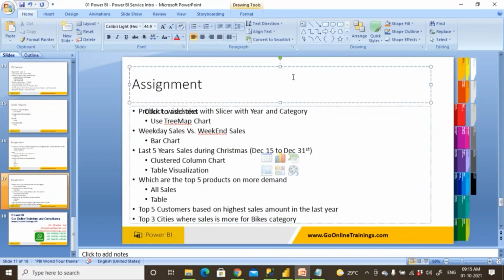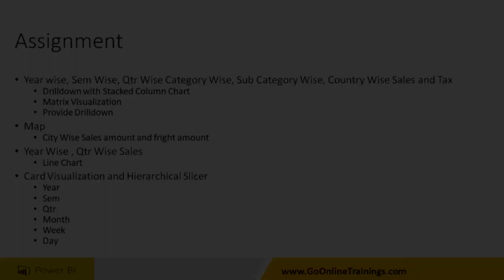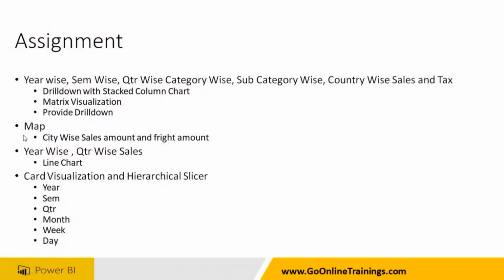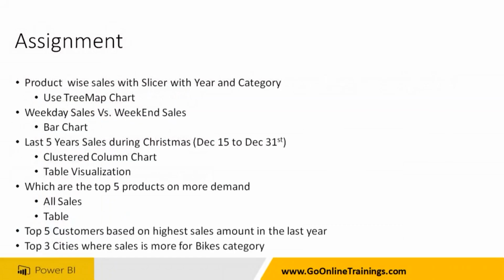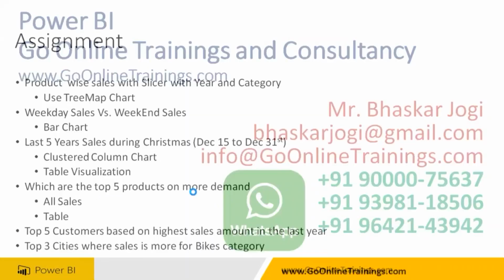Clear? So all these things you have to do, and I'll give you some more assignments so that you're going to be working and deploy all these reports. I wanted to see them online by Monday, in the Monday's class. Clear? Product wise sales with year slicer and category slicer, weekday sales with weekend sales, last 5 year sales during the Christmas. Which are the top 5 products in more demand? Something like this.